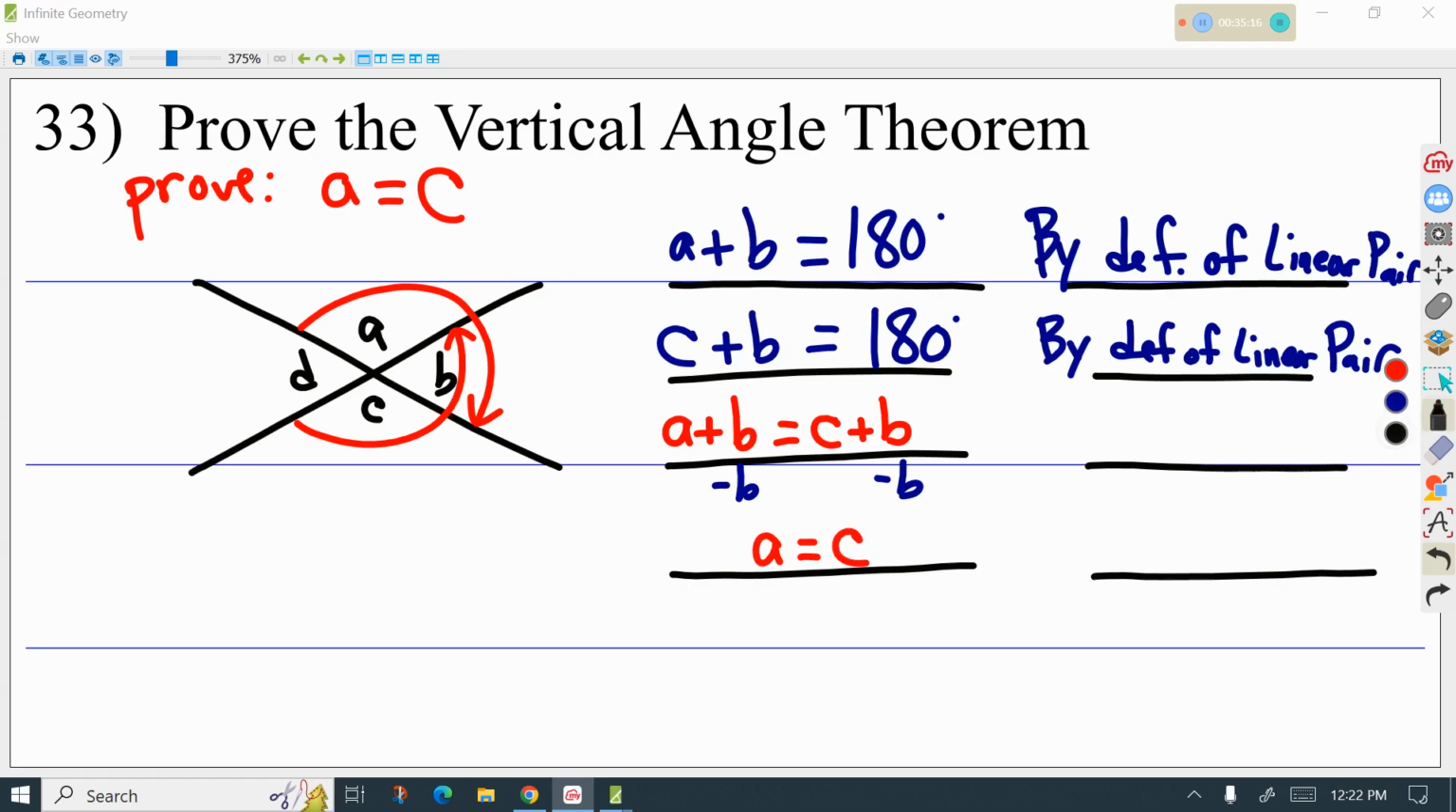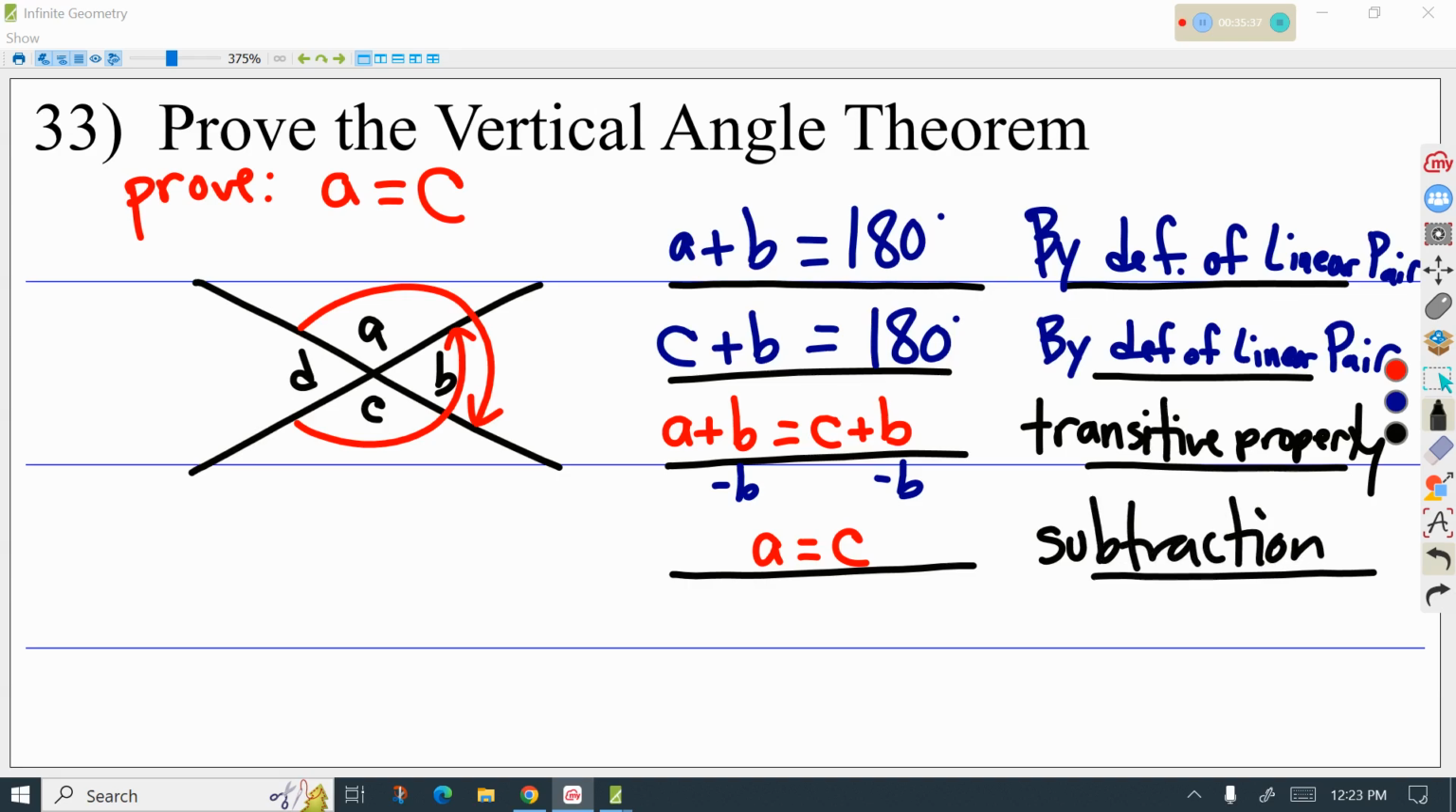The reason that I could put those two equations together is called the transitive property. We did that last time too. And that just means when two things are equal to the same thing, they're equal to each other. And this last step that we did here was just subtraction. So we could see that we need the vertical angle theorem to prove the alternate interior angle theorem, and then we need the alternate interior angle theorem to prove the triangle angle sum theorem.